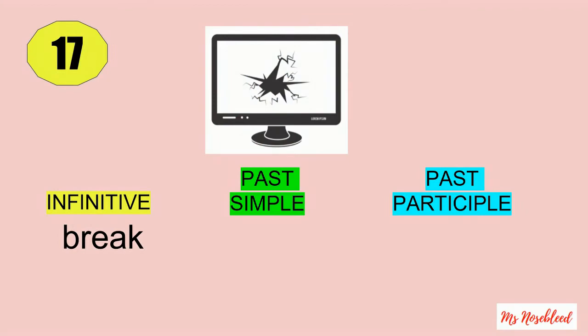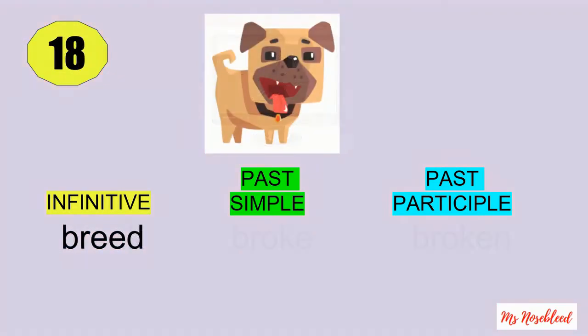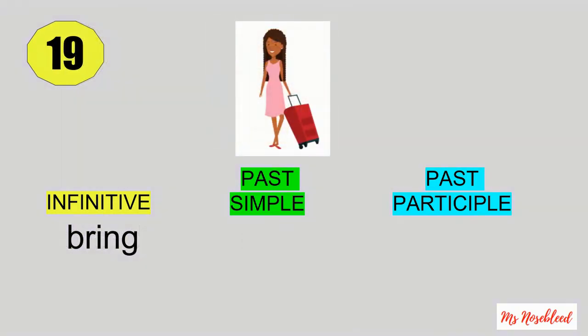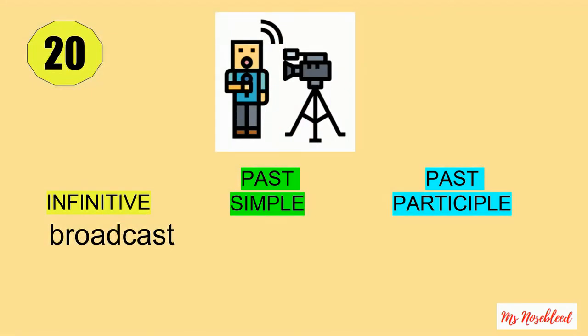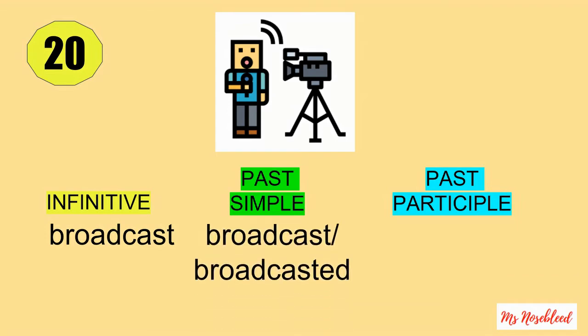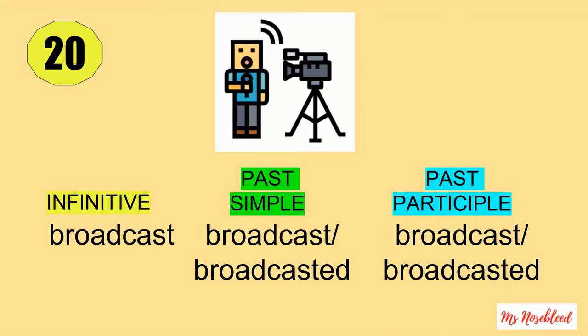17. Break. Broke and broken. Good. Good job. 18. Breed. Bred. Bred. Very good. Number 19. Bring. Brought. Brought. Good job. 20. Broadcast. What do you think is the past simple of broadcast? Broadcast or broadcasted. And the same thing in past participle. All right.